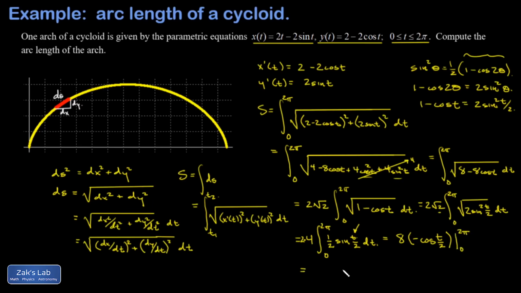When I plug in the upper limit, that gives me 8 times negative cosine of pi. And then the lower limit, I would have a plus cosine of 0. And the cosine of pi is -1, and the negative of that is +1, and the cosine of 0 is another +1. That gives me 2, so I have 8 times 2. And finally, I get the arc length of this cycloid arch as 16, and we're done.